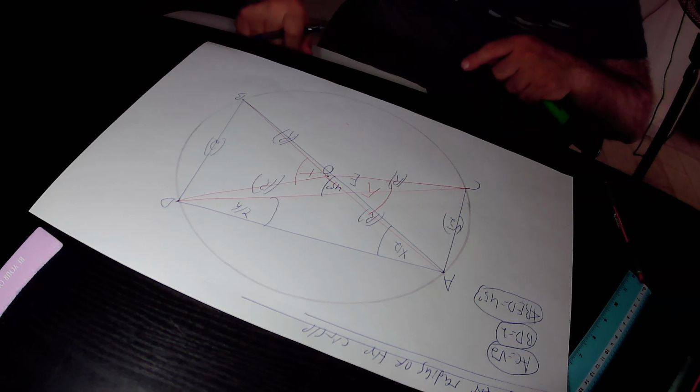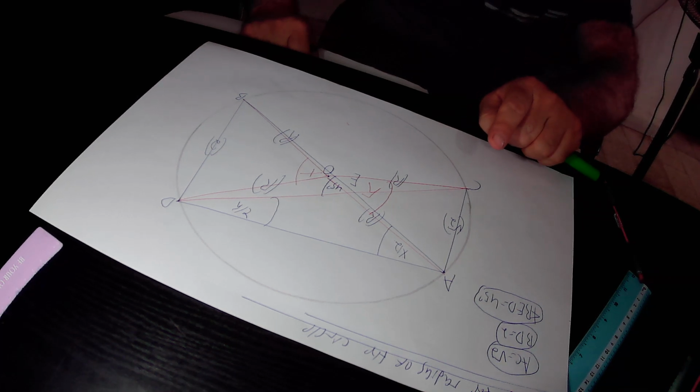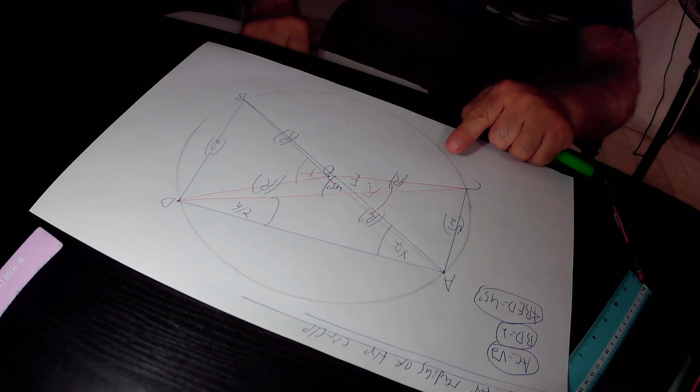In the next step, we'll copy triangle AOC in a new page, and we'll implement the law of cosines in this triangle, triangle AOC.